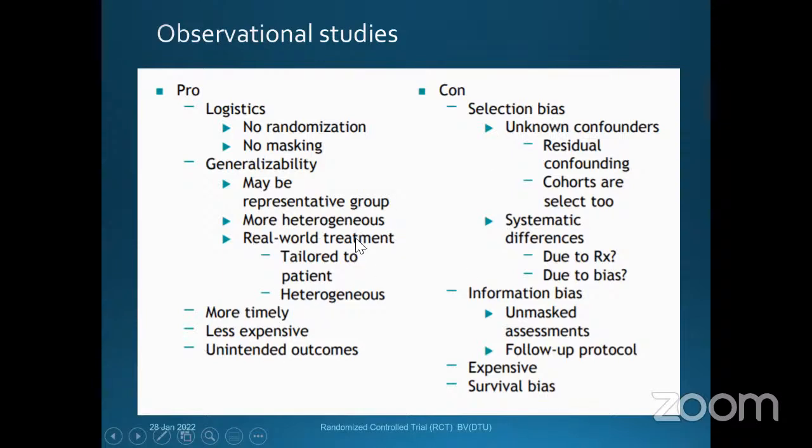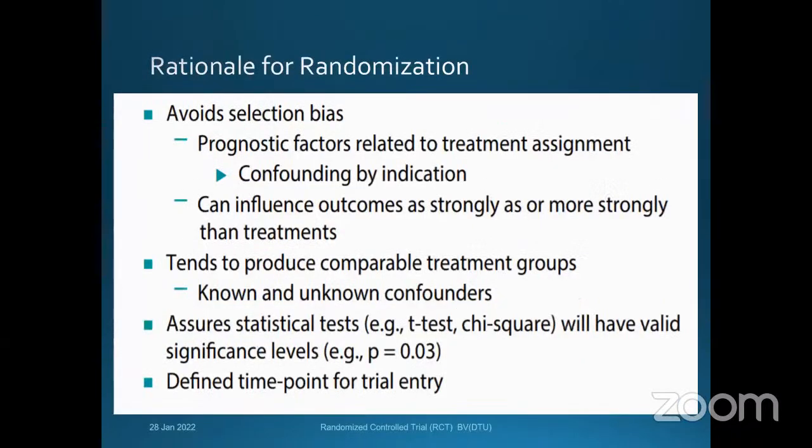Whereas randomized trials have advantages, the disadvantages of observational studies, which can be overcome by randomized controlled trials, are selection bias, unknown confounders, residual confounding, cohorts being selected, systematic differences due to treatment, and information bias. So: unmasked assessments, follow-up protocols, expensive, survival bias. These are the things. So what is the rationale for randomization?